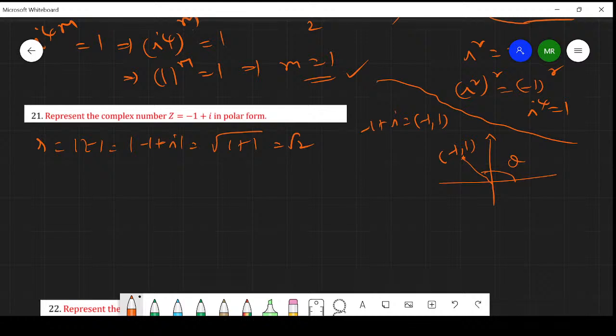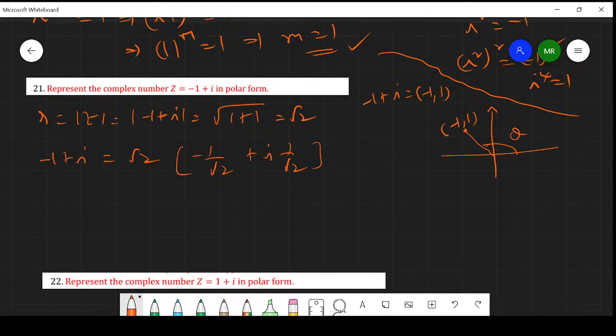We know we got root 2. Given complex number -1 plus i, take root 2 common. This will be -1 by root 2 plus i into 1 by root 2. Just multiply and divide by root 2. Why, sir? Because you should get R into cos theta plus i sin theta. Now without remembering a formula, this is the method. Root 2 into minus cos pi by 4 plus i sin pi by 4. Just remember cos 45 is nothing but pi by 4.